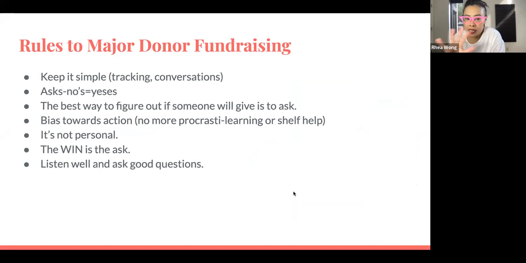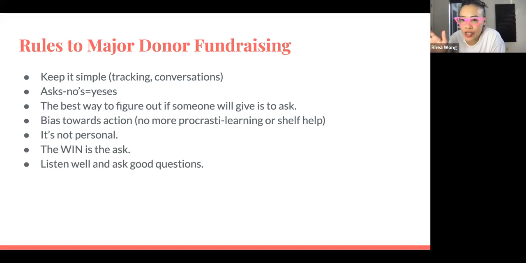So let's talk about some basic rules as far as major donor fundraising. Got to keep it simple. And when I say keep it simple, your tracking mechanisms have to be simple, because if they're not simple, they don't scale. It's just a math problem. And the math problem is this: asks minus no's equals yeses. The more asks you put out there, the more no's you're going to get, but the more yeses you're going to get. We spend a lot of time trying to figure out if someone will give.